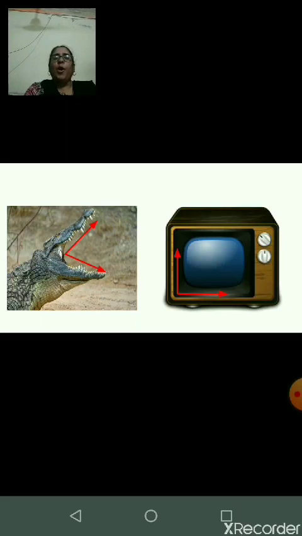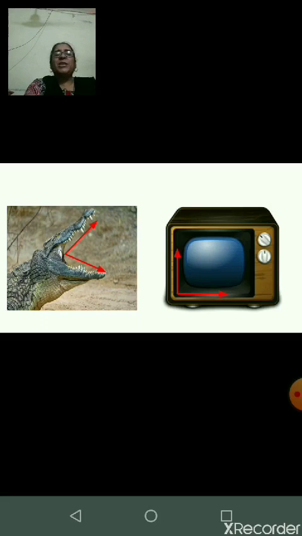Oh God, what have I shown in this picture? Yes, it is the mouth of a crocodile. Yes, if you see the angle formed in the mouth of a crocodile, which angle is it? Yes, very good. Acute angle.